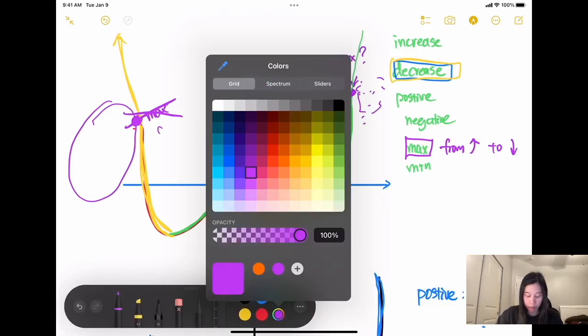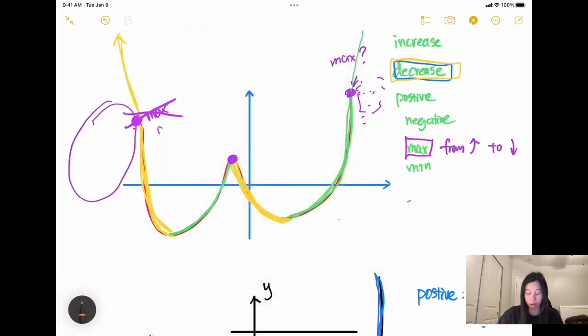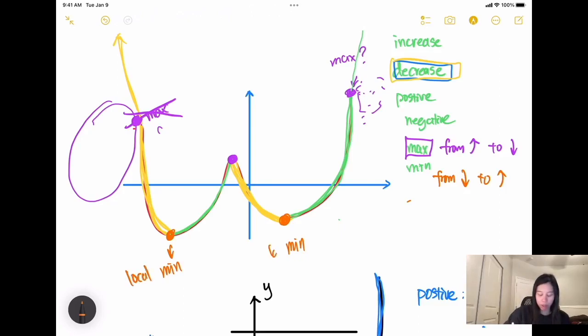Whereas, I'm going to use an orange one, minimum means what? Well, it's the opposite. The function goes from decreasing to increasing, which is this point. This is a minimum point. Also, this one is a minimum point. Sometimes you will have a minimum bigger than a maximum. To be more accurate, we shouldn't call it maximum or minimum. They should be called local minimum and local maximum. That will make more sense.